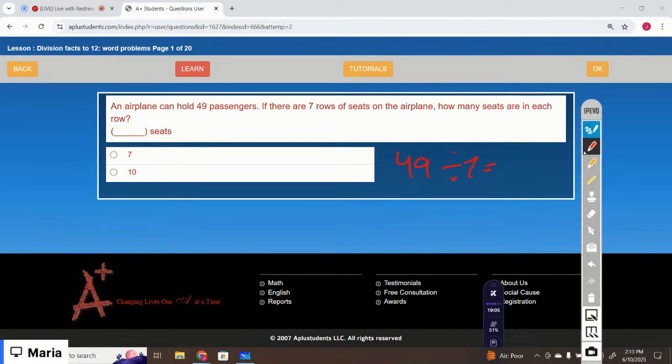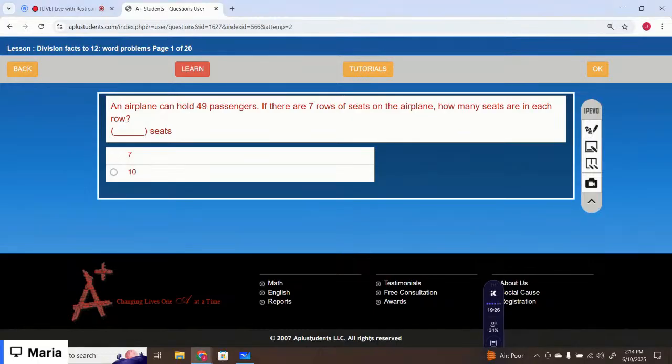So which is the correct option? That is 7 times 7 is 49. Option number 1 is the correct option.